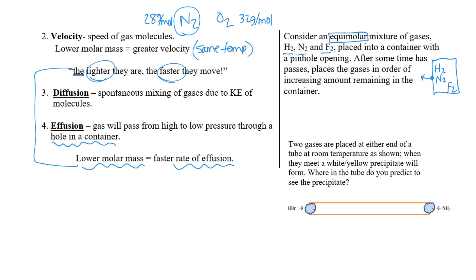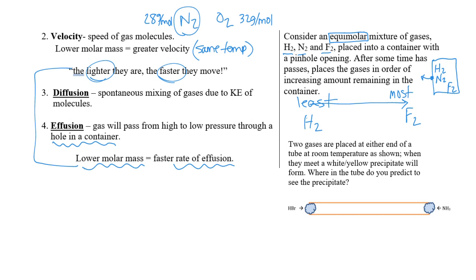It says after some time has passed, place the gases in order of increasing amount remaining in the container. What you need to know is that the lighter things are going to leak out faster, okay? So what I'm going to have the least of over time is hydrogen, because hydrogen is the lightest, so it's going to leak out the fastest. What I'm going to have most left over in the container is the heaviest, which is fluorine.